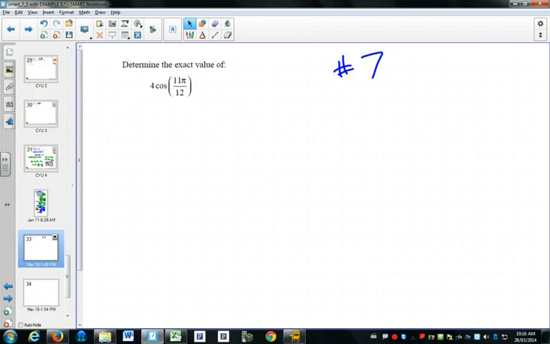And it's exactly the same idea, but there's a 4 in front. And just having that 4 in front caused a lot of people a lot of stress. So we'll go through it. It's not too bad. You do it the same way as we did before. Let's find cos of 11 pi over 12. And once you've got your answer, multiply it by 4.